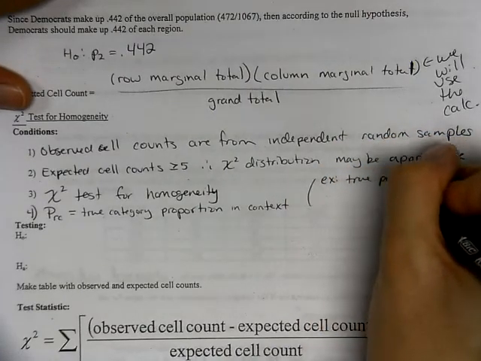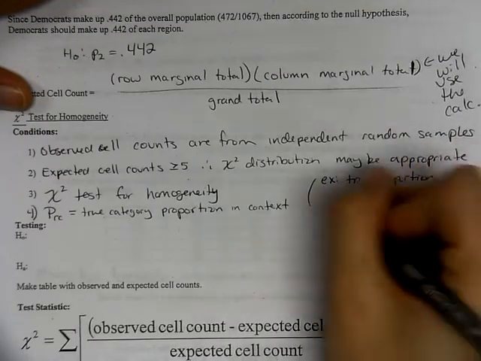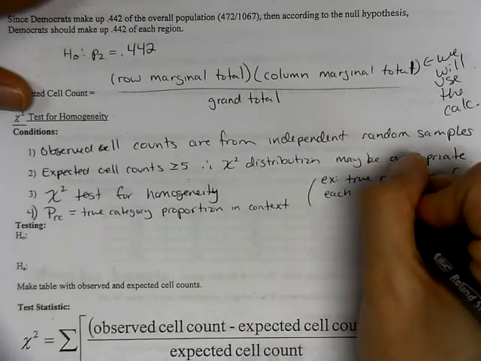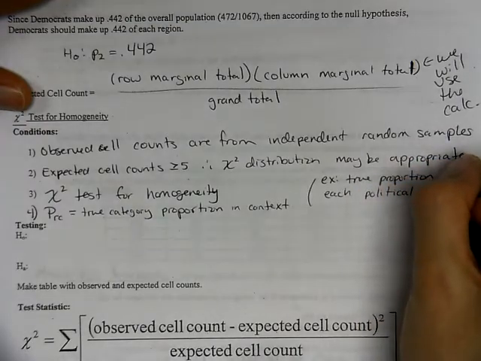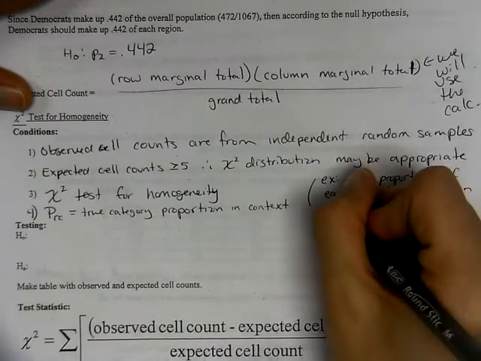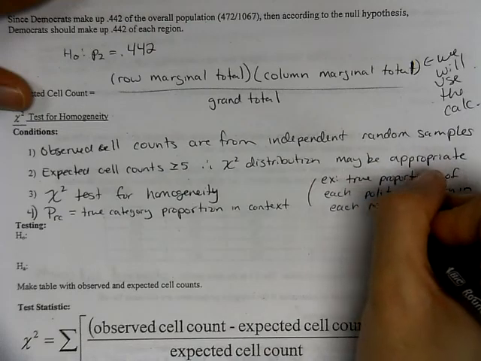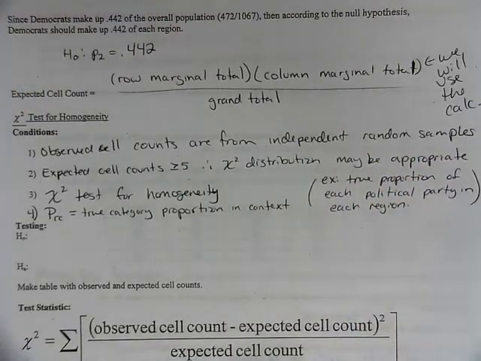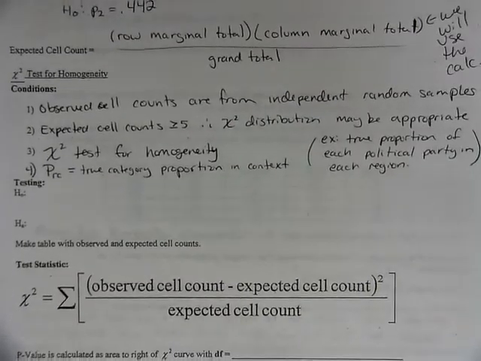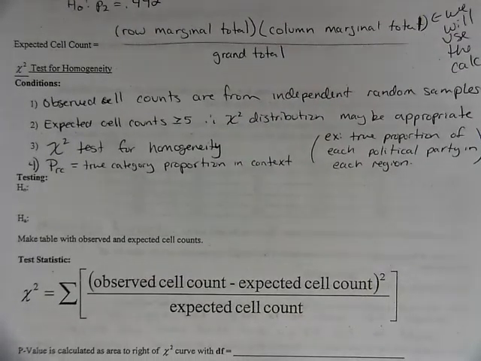True proportion of each political party in each region. So just give it an overall view. Okay, what are we actually looking at? It's just to help figure out, are you really looking at the problem in context? Okay, so just like yesterday with the Ho and the Ha, this time, again, we're looking for the same.